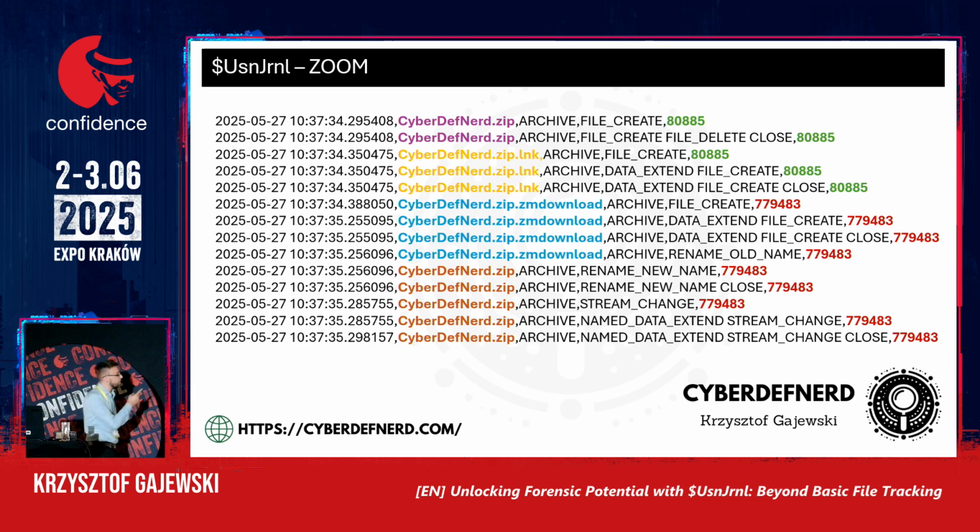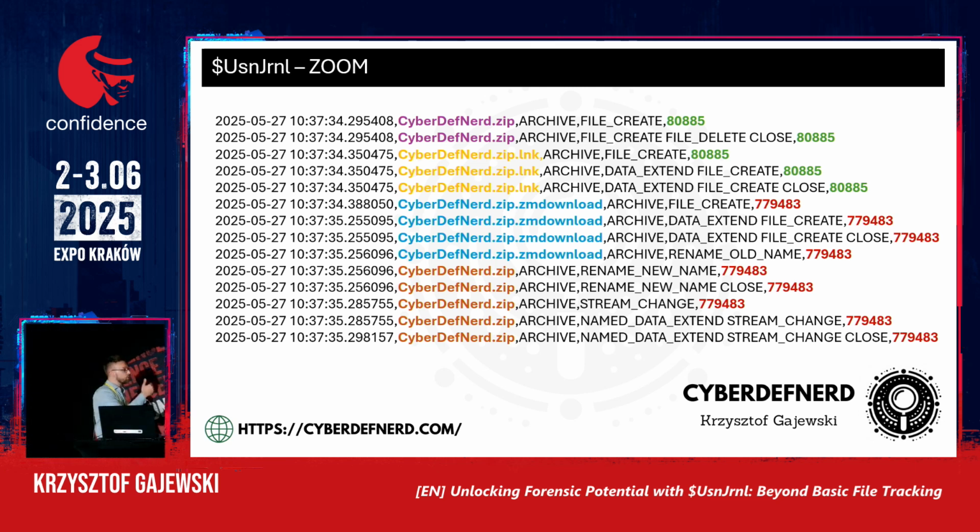And it was called cyberdevnerd.zip. What happened on the system is that first the file was created, and then it was renamed to a link file. So that was just the creation of the link file for that archive. And then after all, the system created one more file, named using the destination name, the target name which I chose, with the suffix ZM download appended. And then after all, it was renamed using the target name.